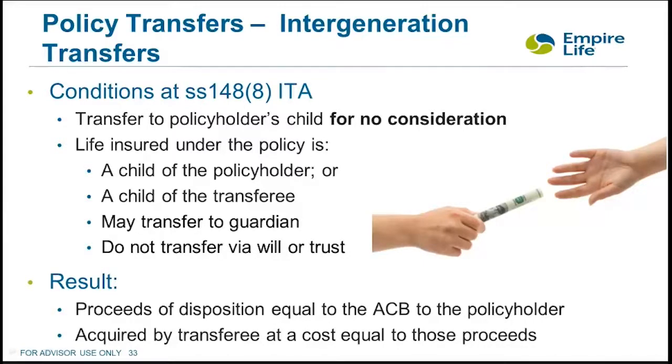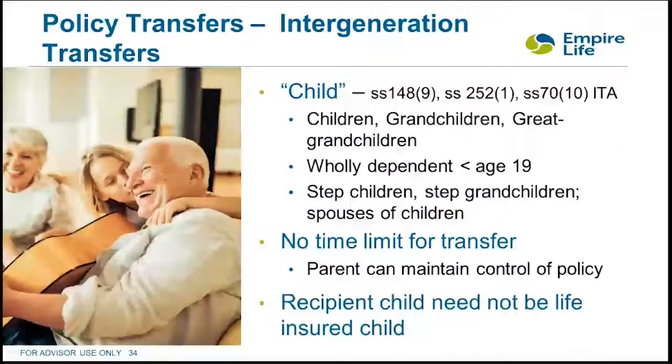Therefore, the policy gain on a subsequent disposition of the policy would be taxed in the hands of the transferee, provided that transferee is of the age of majority, 18 years or older. So here we're looking at the definition of child. It seems strange that the Tax Act has to define the term child, but they've done so in a couple of different ways in different places.